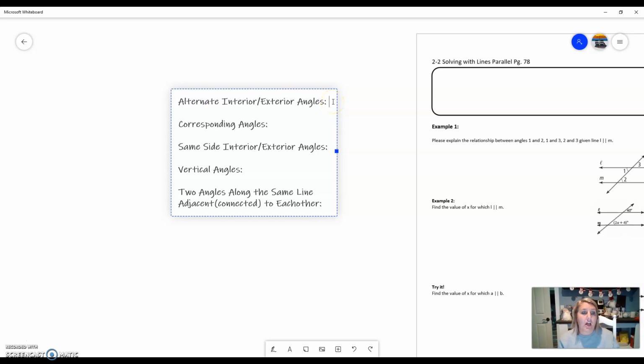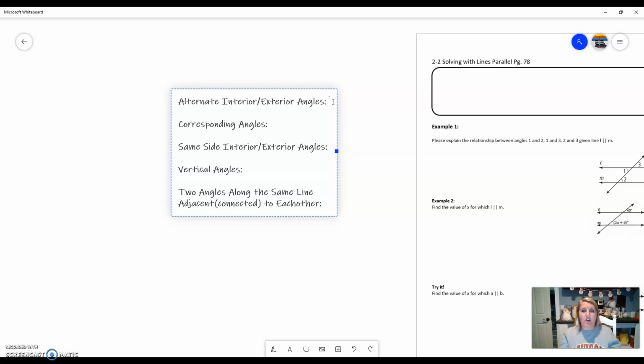There were five different angle pairs that we talked about prior to intersession and that you should have reviewed yesterday: alternate interior and exterior angles, corresponding, same side interiors and exteriors, vertical angles, and then those supplementary angles along the same line. They're connected together, they share a side. And today, the main thing you need to know is how those angles are related. What do you know about those angle measures?